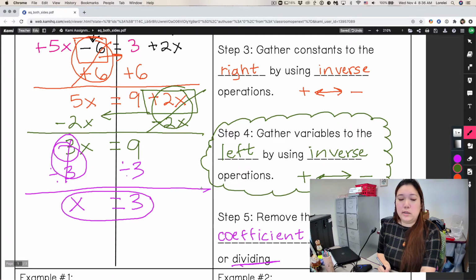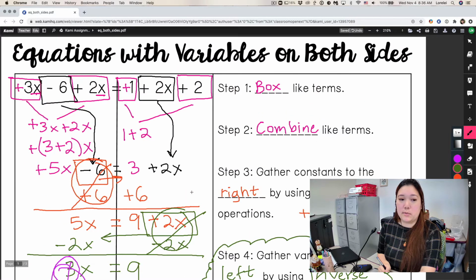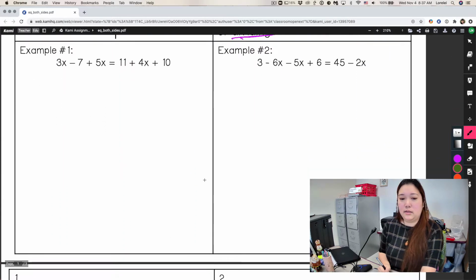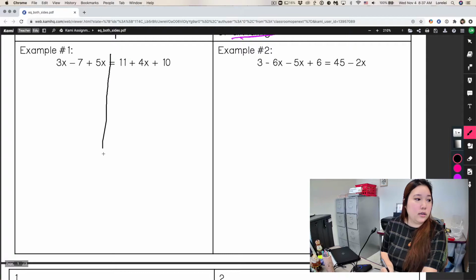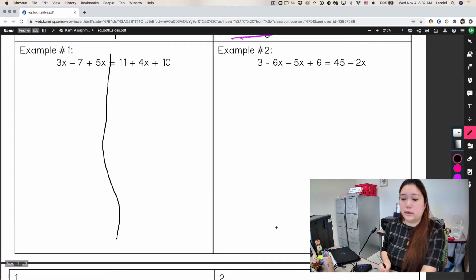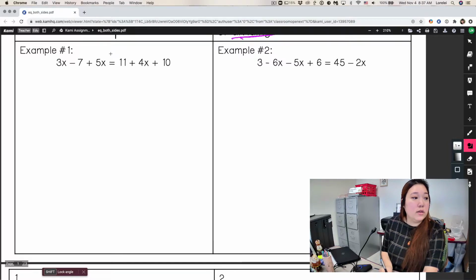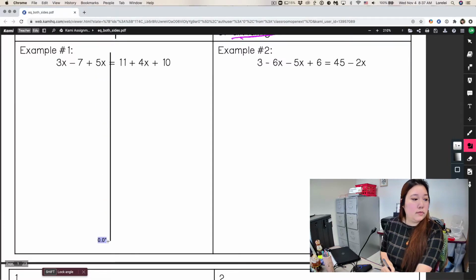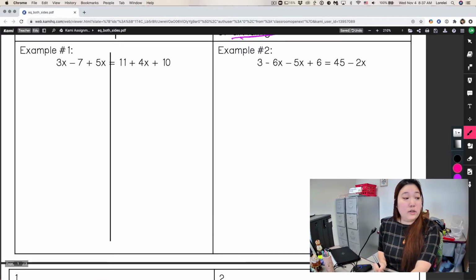Okay, so now let's look at example number 1, and we're going to run through these same steps but a little bit quicker since now we're used to it. So step 1 and step 2 is to box and combine like terms. I'm going to draw this line down here. That is a really wonky line. I need to just use the line tool from now on. I don't trust myself. Alright, there. So we're going to box and combine like terms.